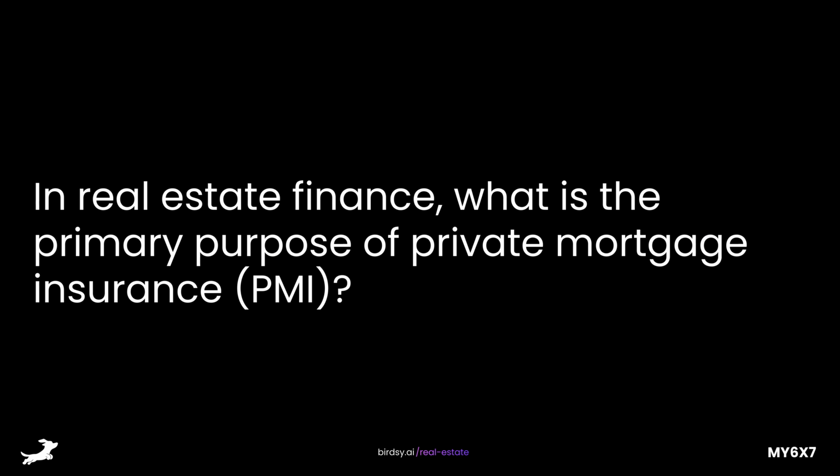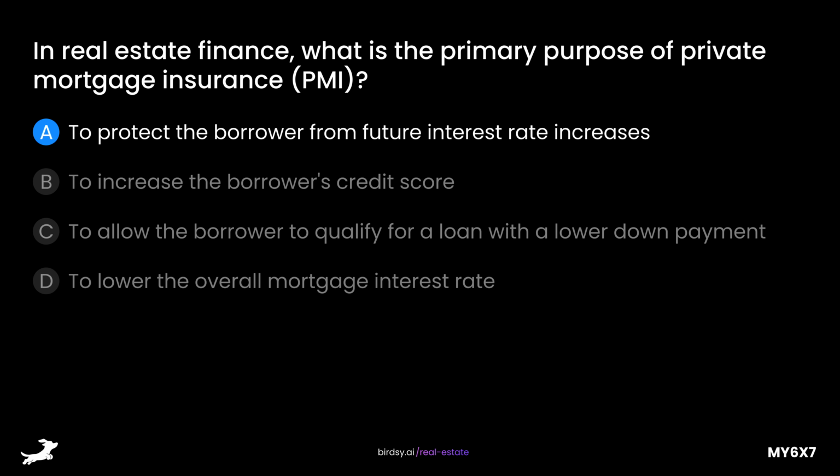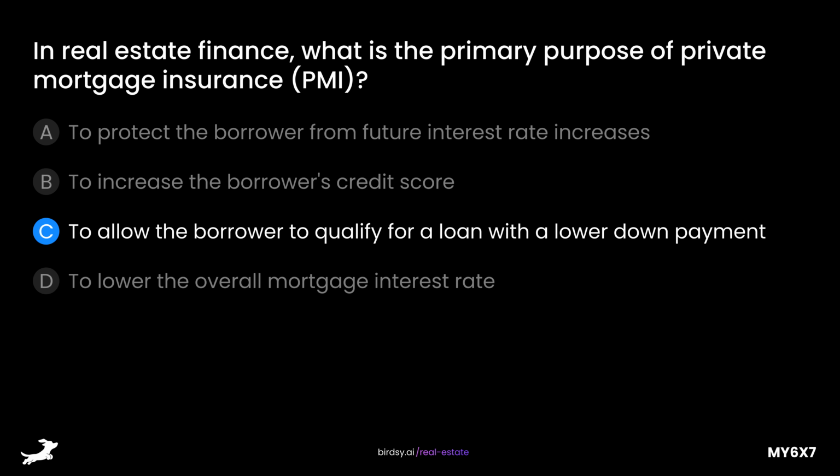In real estate finance, what is the primary purpose of private mortgage insurance, PMI? Is it A, to protect the borrower from future interest rate increases? B, to increase the borrower's credit score? C, to allow the borrower to qualify for a loan with a lower down payment? Or D, to lower the overall mortgage interest rate? The answer is C, to allow the borrower to qualify for a loan with a lower down payment.